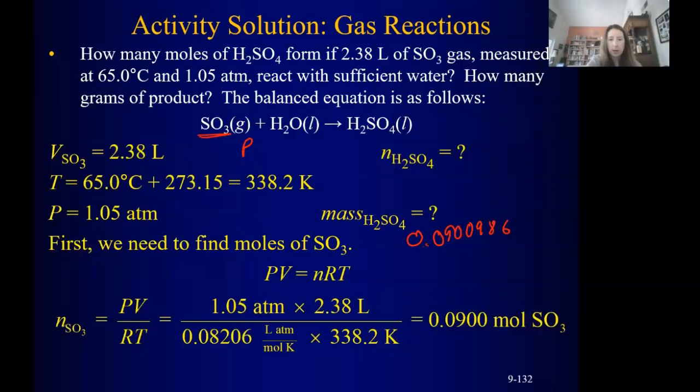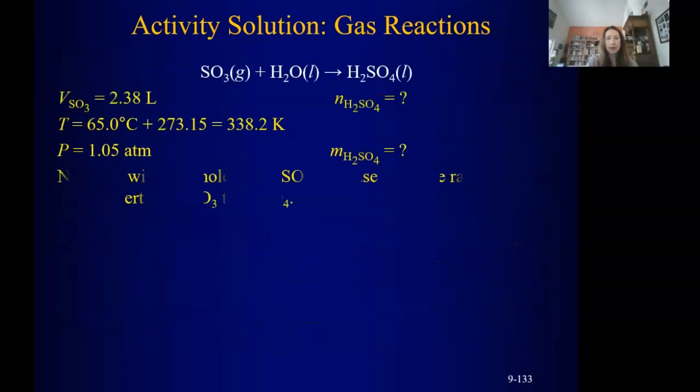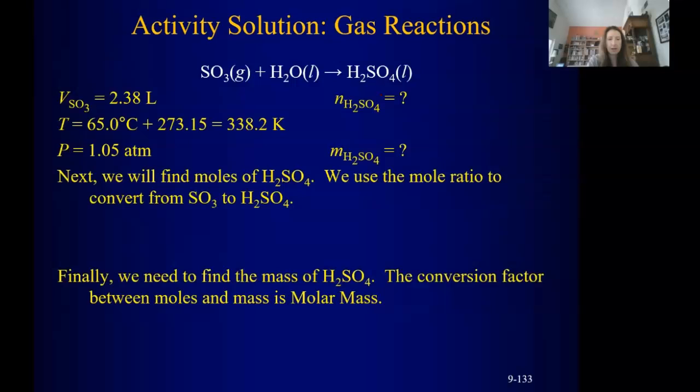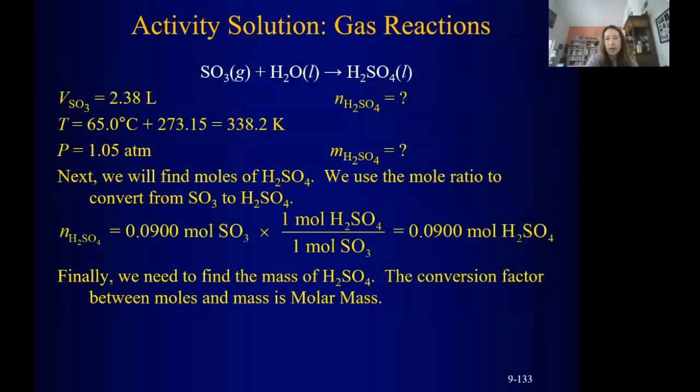At this point, people are like, oh, do I need to do my sig figs now? If you want to carry these through, you absolutely can. You don't need to necessarily round those sig figs until you get to the end. So now we have our moles of SO3. It's a 1-to-1 mole ratio, the easy mole ratio for us. So we have 0.0900 moles of H2SO4.